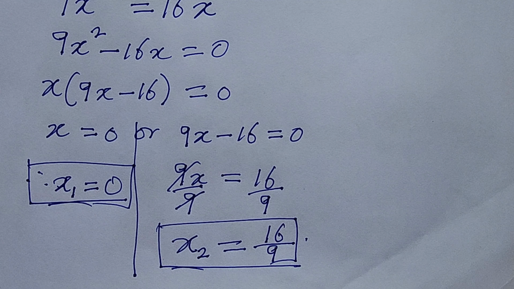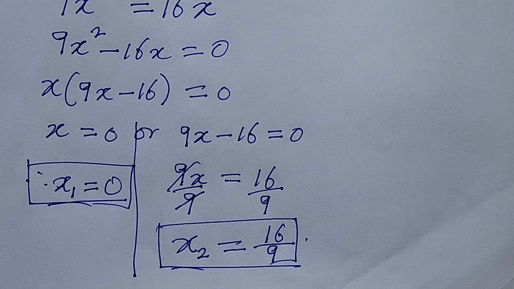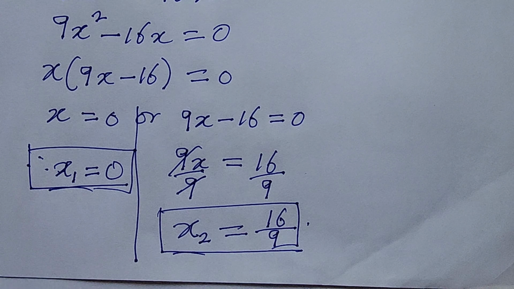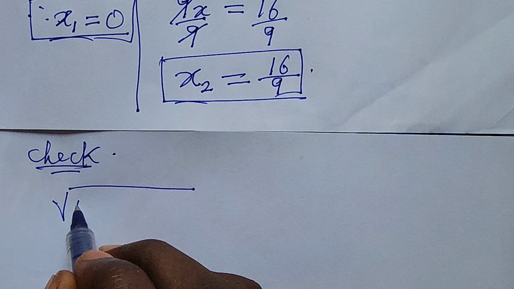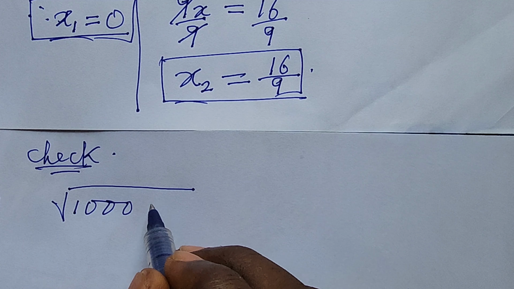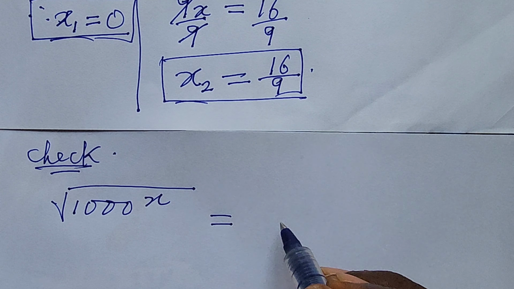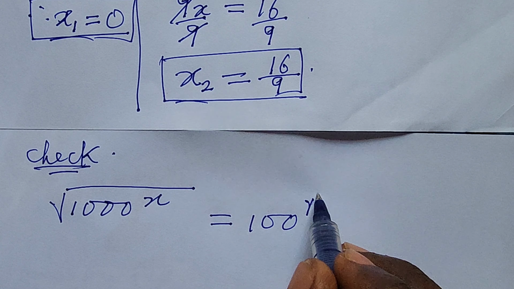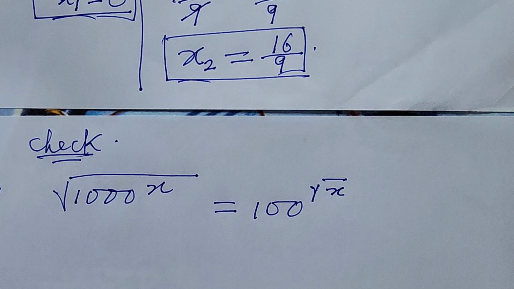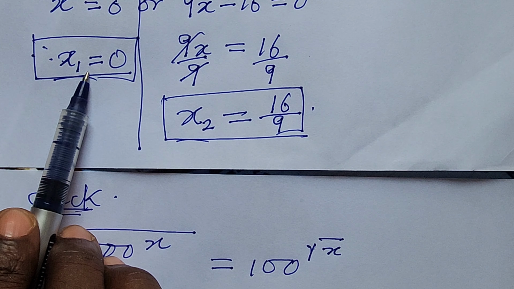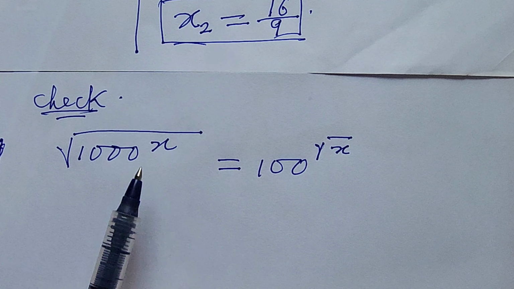But here I want to do a simple check to see if this will actually satisfy the original equation. So let's take our check. What is our original equation? Our original equation is the square root of 1000 to the power of x, equal to 100 to the power of the square root of x, right? Good. So we're taking the first root, which is x1 equal to 0. So we put in 0 here.